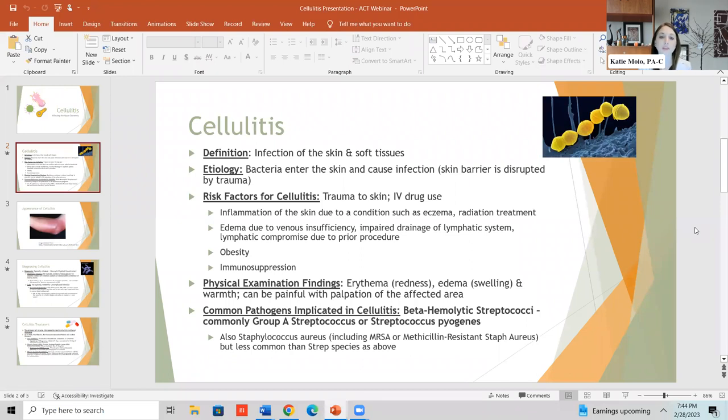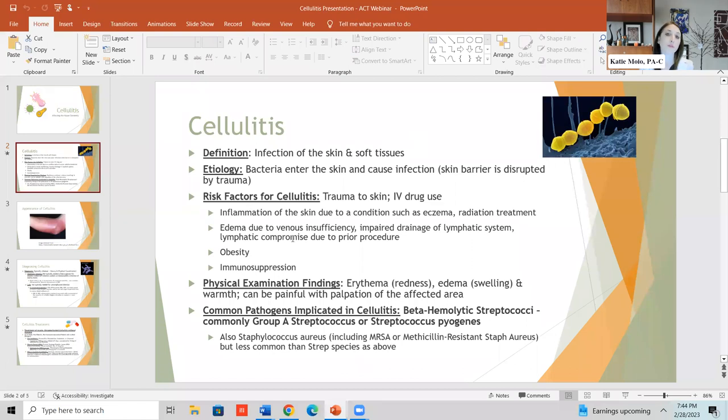How does this happen to people? Well, bacteria enters the skin, and it can be through such a small tear that you don't even know you have one. This is why diabetics come a lot of times to the ER with cellulitis, because their skin is fragile and the bacteria get in and they get infected. So once the bacteria get in, they can cause infection. The skin barrier is disrupted. Also, IV drug use is a risk factor because you're inserting a needle into the skin and breaking that barrier down.